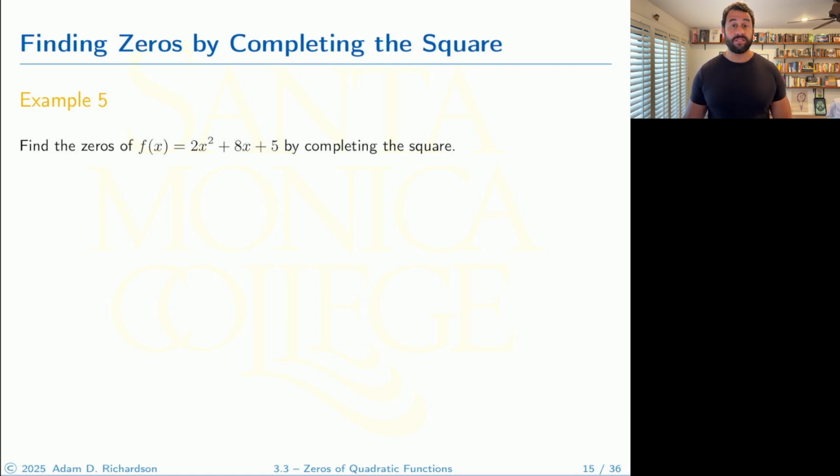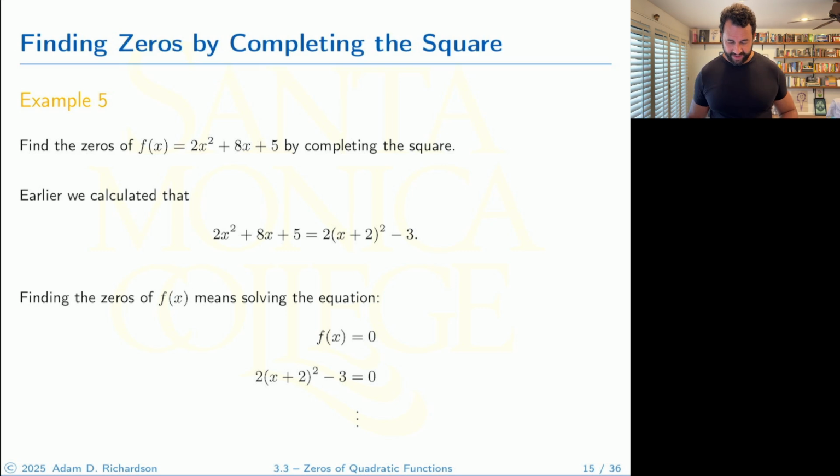Right. Now let's do it together. So in a previous example, we already completed the square on this, and we got this as the form where the square was completed. So finding the zeros of f of x means finding the roots of this equation here. So we're going to set our output equal to 0. There it is. And now we can just solve for x.